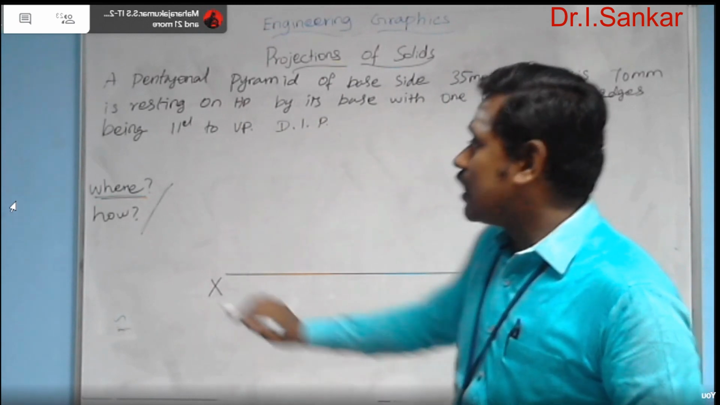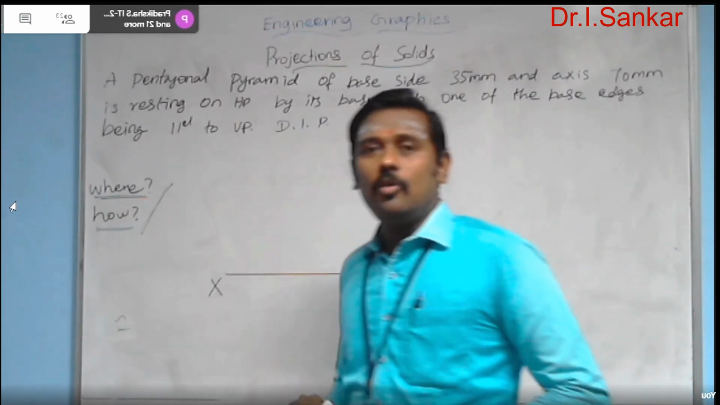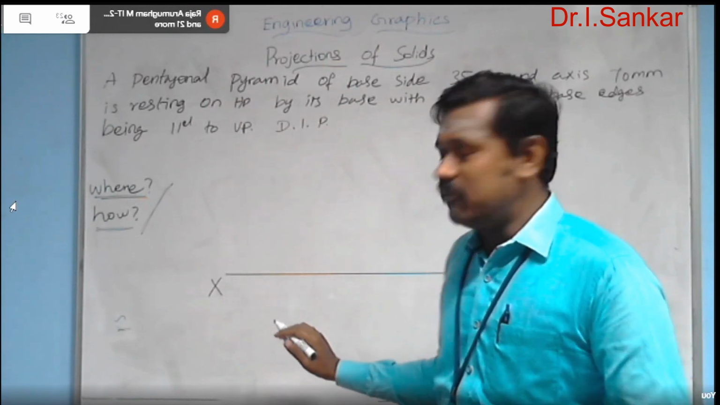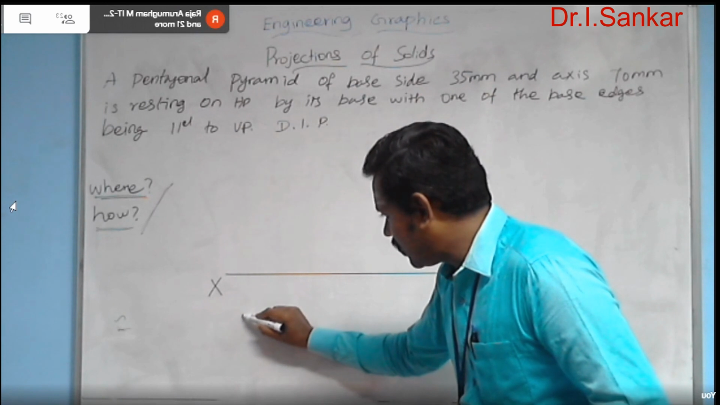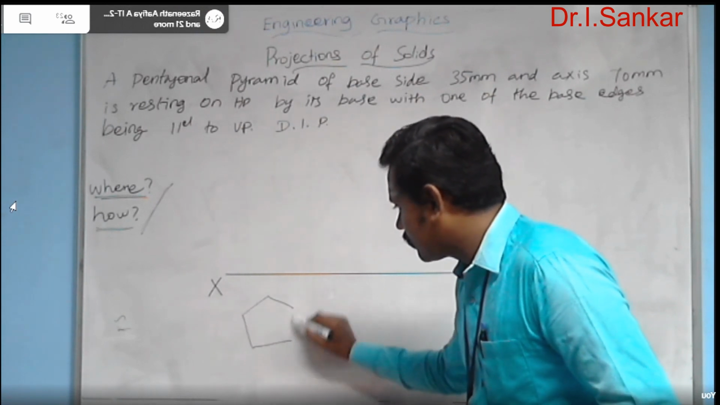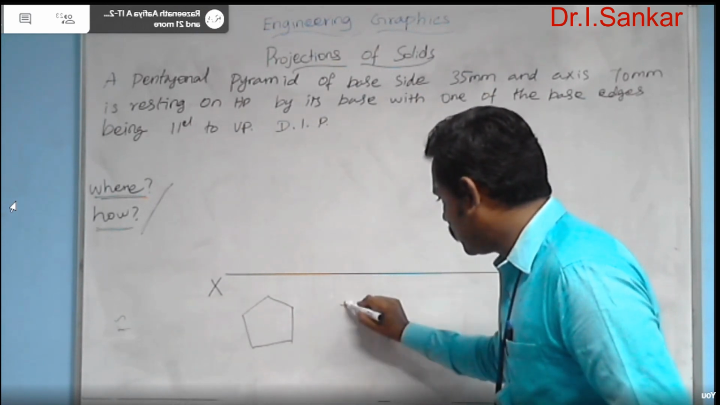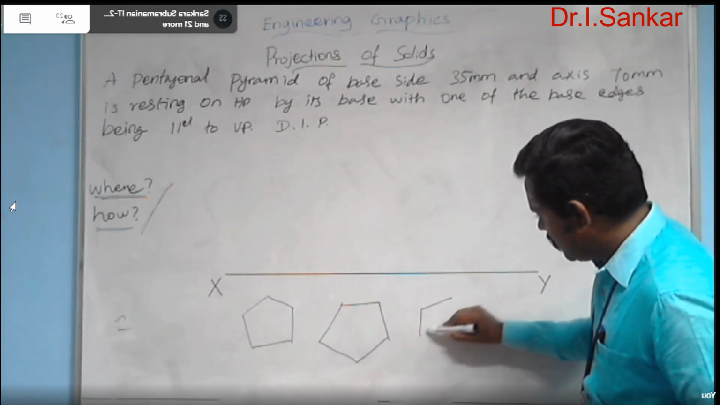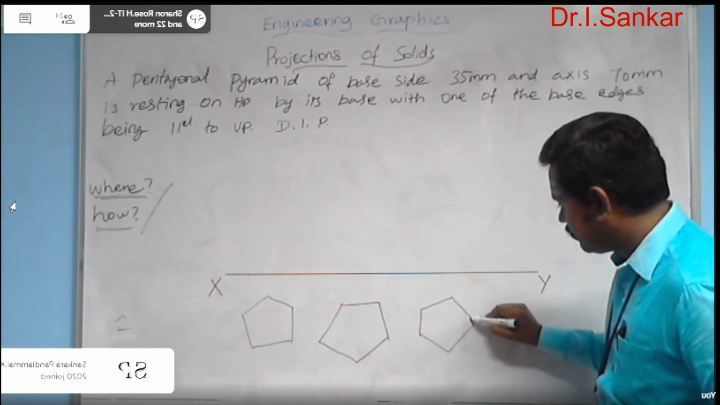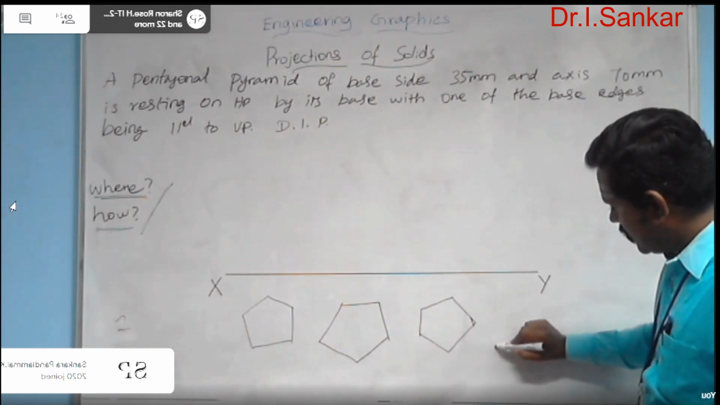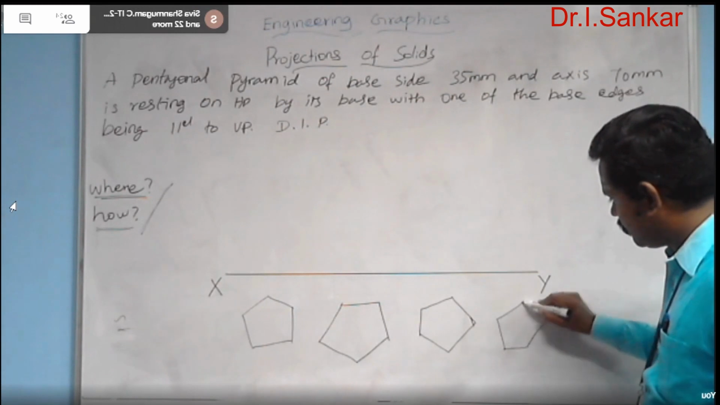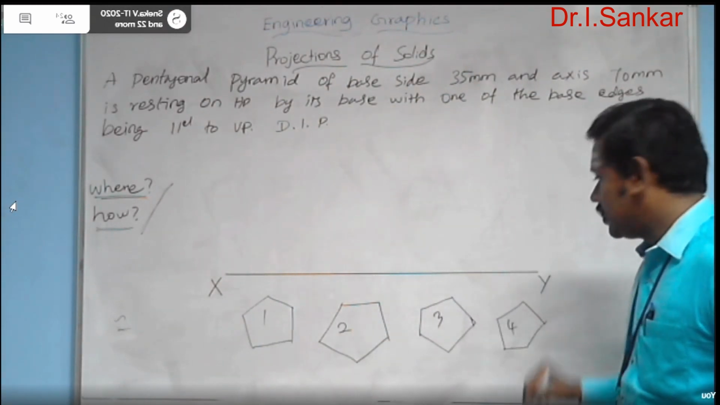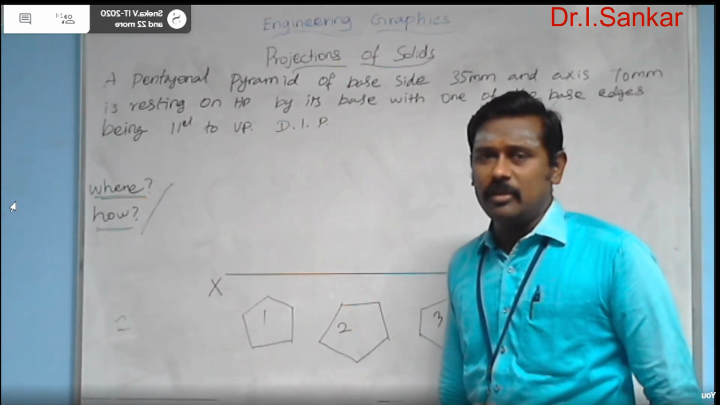Okay, right. And how should be the base? A pentagonal base can be drawn in any way. In that way you can draw. In this way you can draw. In that way also you can draw. It is also possible. So choice 1, 2, 3, 4. In any form you can draw a pentagonal base in the top view.